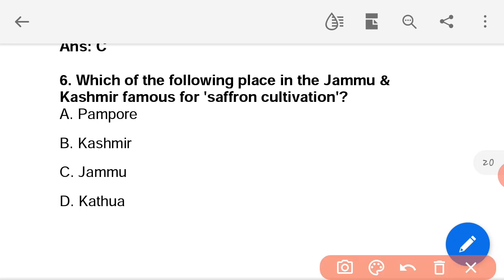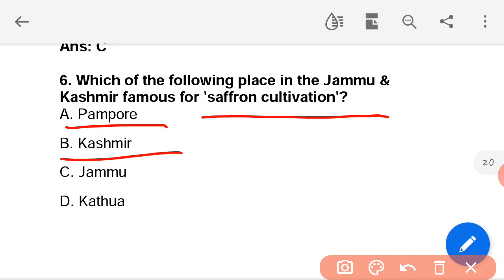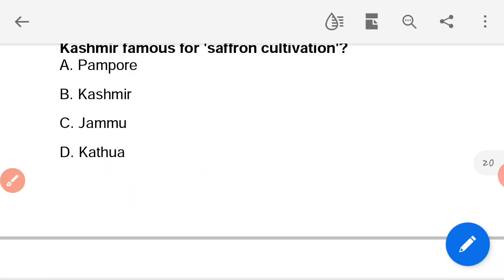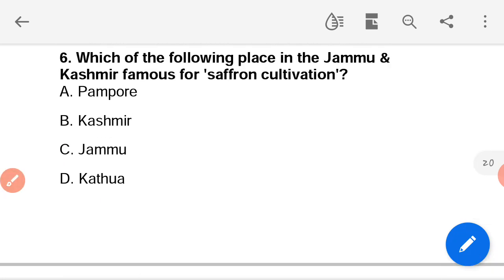Which of the following places in Jammu and Kashmir is famous for saffron cultivation? Option A, Pampore. Option B, Kashmir. Option C, Jammu. Option D, Kathua. Right answer is option A, Pampore.